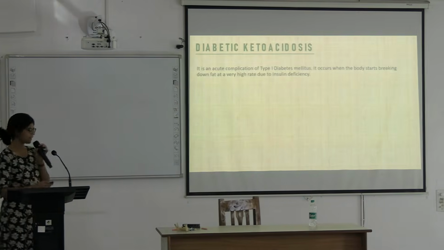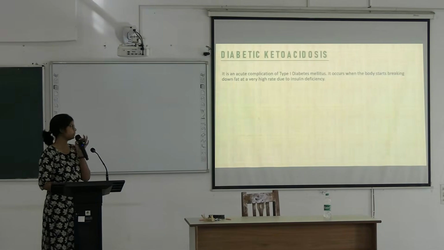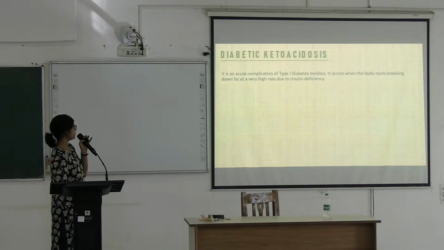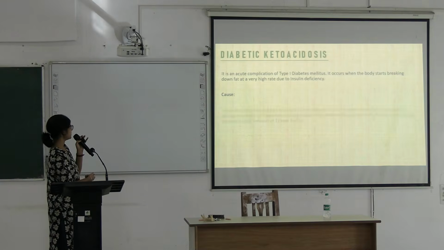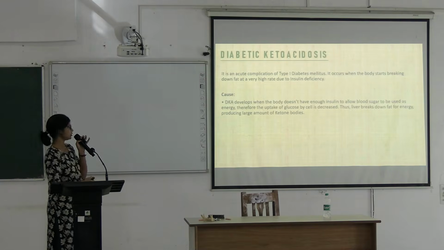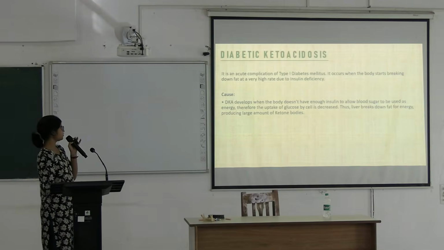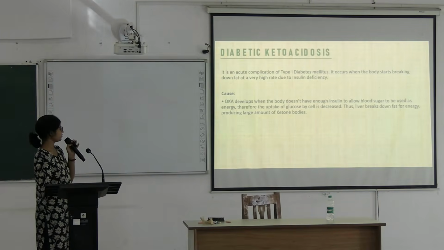And lastly, we have diabetic ketoacidosis, which is an acute complication of diabetes mellitus type 1. It occurs when the body starts breaking down fat at a very high rate due to insulin deficiency. Some of the causes: diabetic ketoacidosis develops when the body doesn't have enough insulin to allow body sugar to be used as energy. Therefore, the uptake of glucose by cells is decreased. Thus, the liver breaks down fat for energy, producing large amounts of ketone bodies.